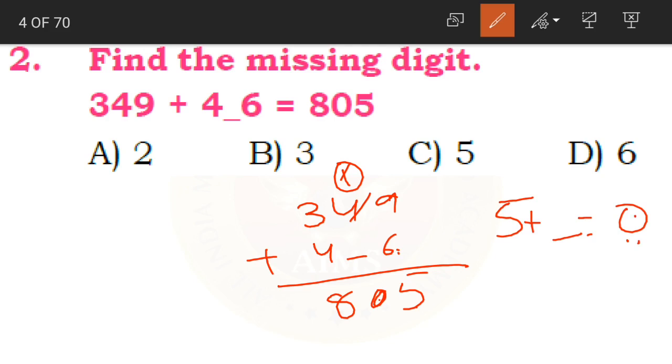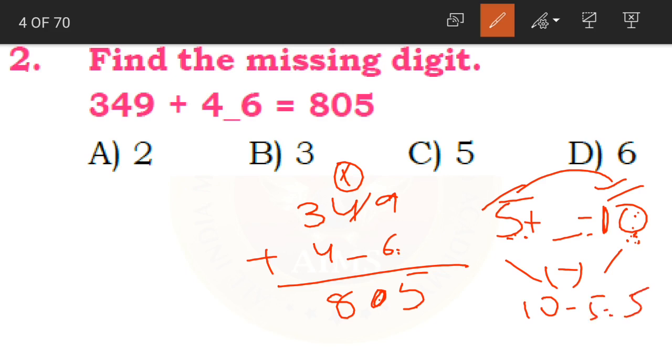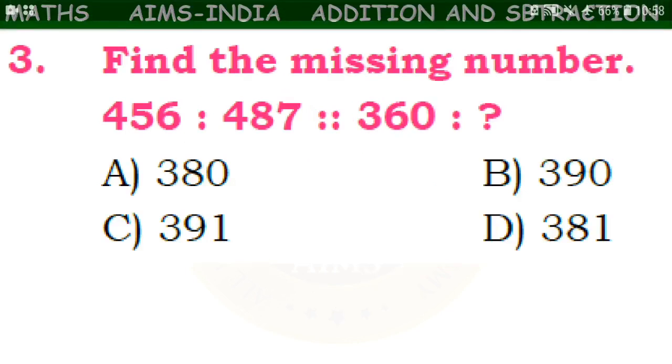Yes, now the sum should always be greater than the addend. Here, the sum is less than the addend. So what can it be? It can be 10 but not 0. Now again addend is given, sum is given, we need to subtract. 10 minus 5 is equal to what children? 5. So what is our answer here? Option C, 5. 349 plus 456 is equal to 805. Clear?